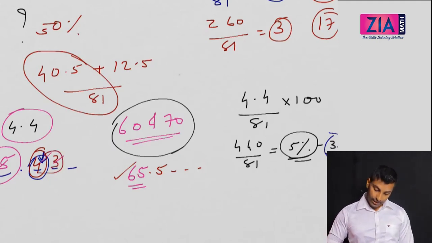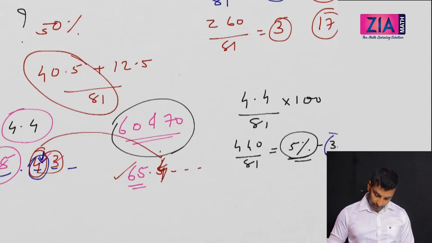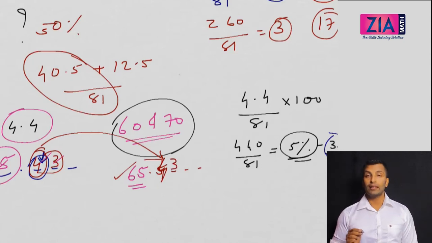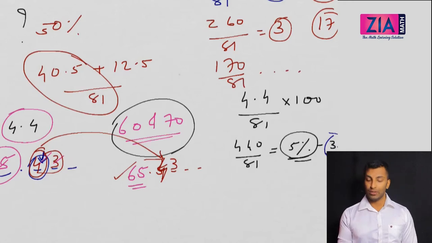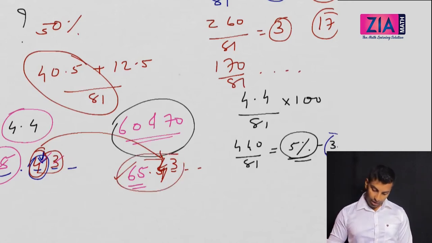So what you got is 65. Sorry, this is 4, okay? I have written 5 by mistake. So 65.43. Now, if you still want to proceed, I hope you understood by now what you need to do: 170 by 81, and you can continue this. But I got my percentage value as 65.43.